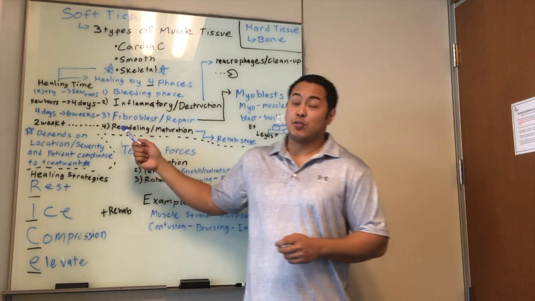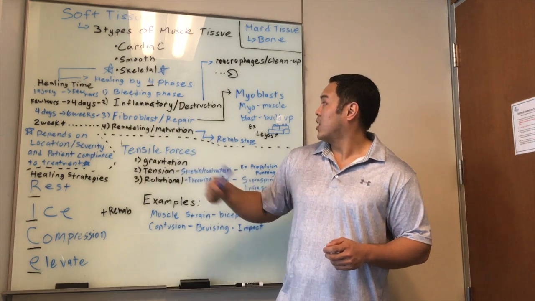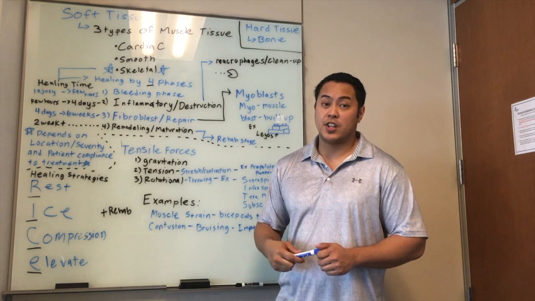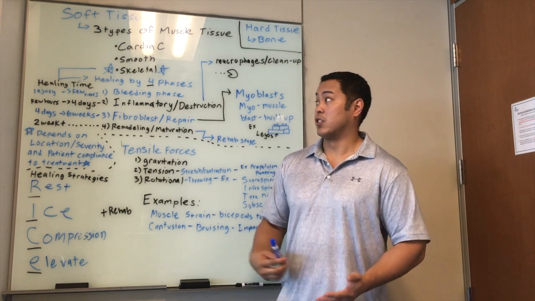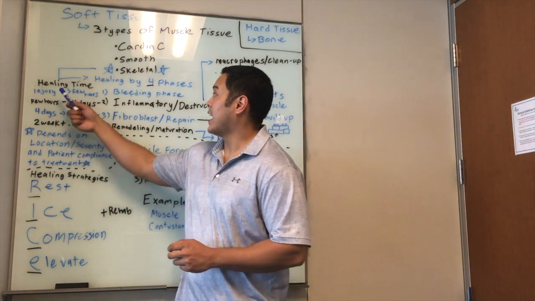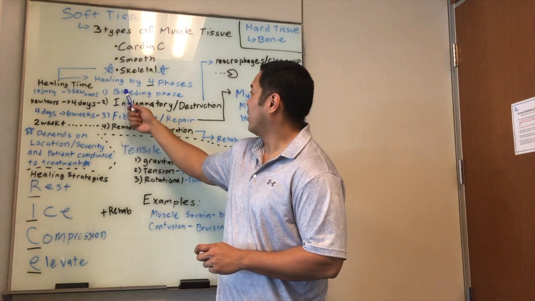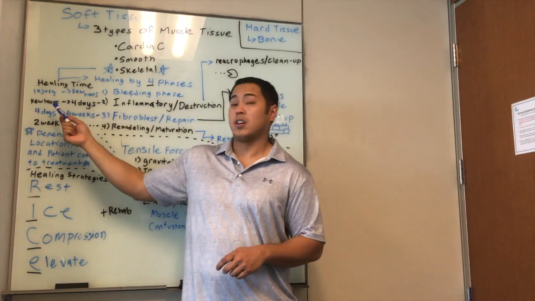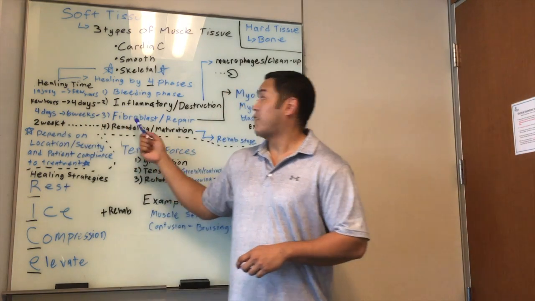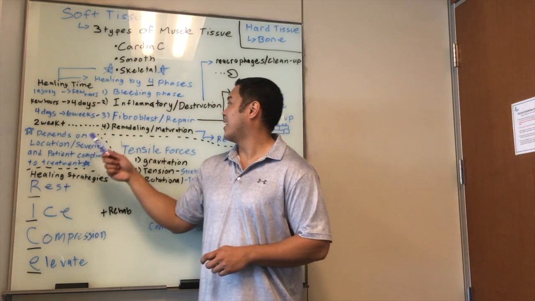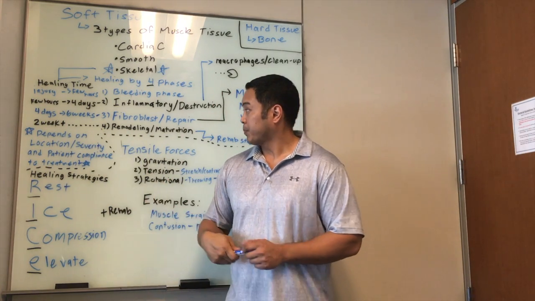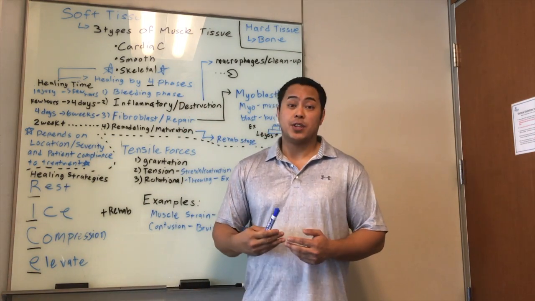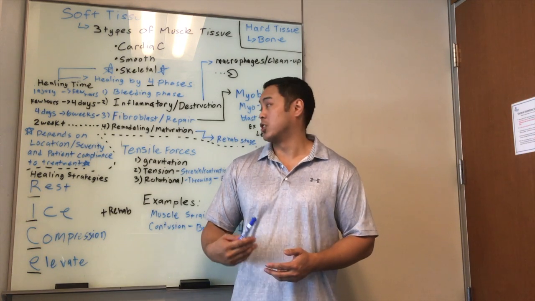Fourth phase that we have is the remodeling and maturation phase, and here is the rehab phase where you want to build up the site of injury or muscle back to where it was prior to the injury. So the healing times that we have for each phase are: the bleeding phase is from the injury to a few hours, inflammatory is from a few hours to 4 days, fibroblastic is from 4 days to 6 weeks, and remodeling is from 2 weeks onward. This depends on the location and severity of the injury and also if the patient is compliant to the treatment.